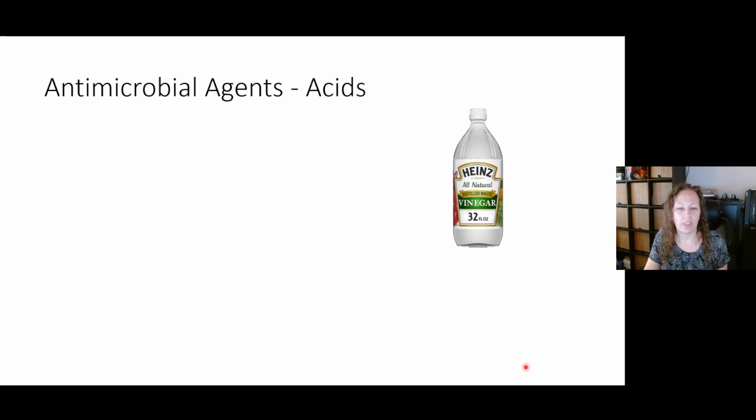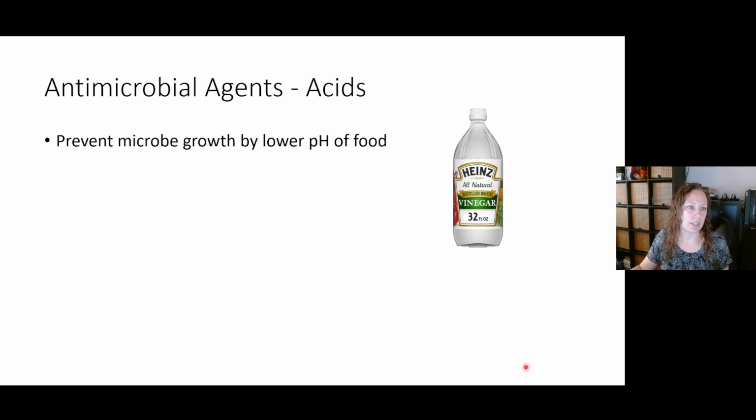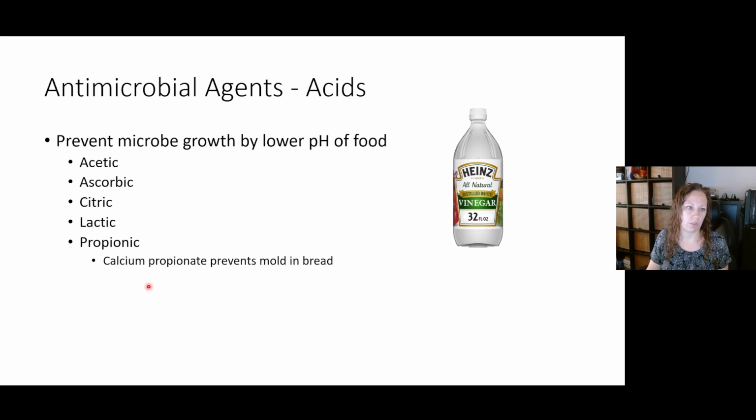Okay, so I think this is the last one. Antimicrobial agents, acids. Oh, no, there's one more after this. So acids prevent microbe growth by lowering the pH of food. And there are several, some of the main ones here. Acetic, which is vinegar. Ascorbic, vitamin C. Citric acid, lactic acid. These are both very natural acids. Propionic acid, which is often used in the form of calcium propionate, and that prevents mold in bread.